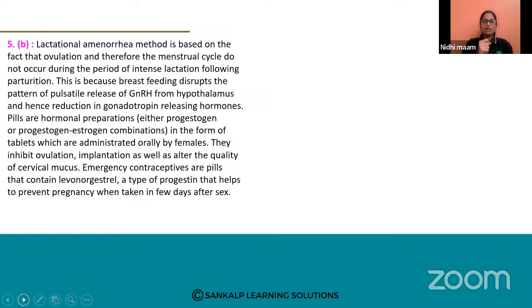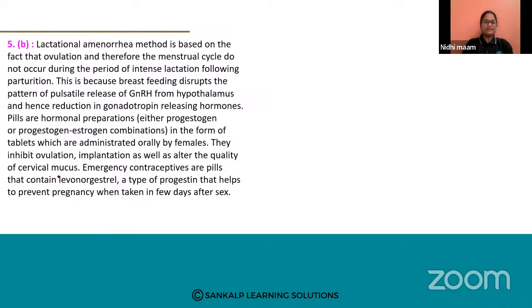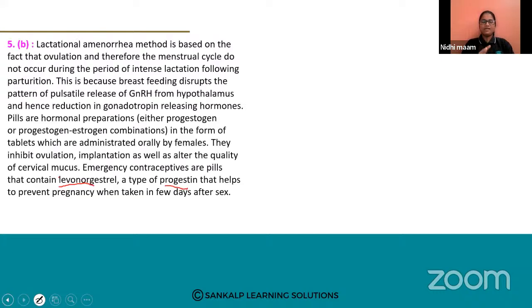Next, emergency contraceptive, they are also tablets. Remember levonorgestrel, it will be mentioned here as the emergency contraceptive. It is a type of progestin, means a progesterone, which helps to prevent pregnancy when taken a few days after sex, which is an emergency contraceptive. I hope you understood the concept. See how they will confuse us. Understood this?